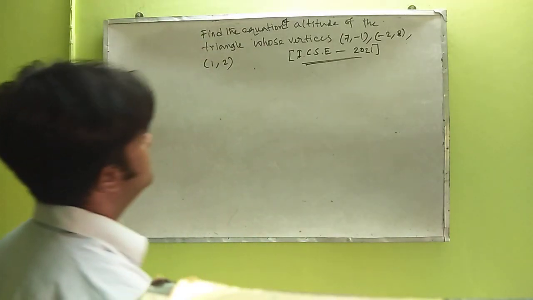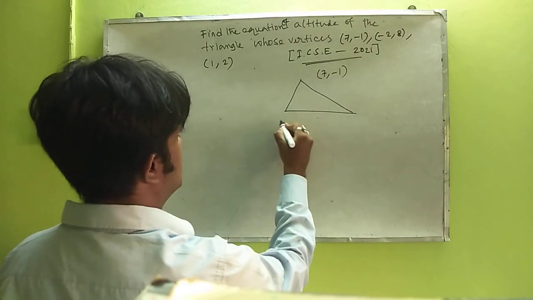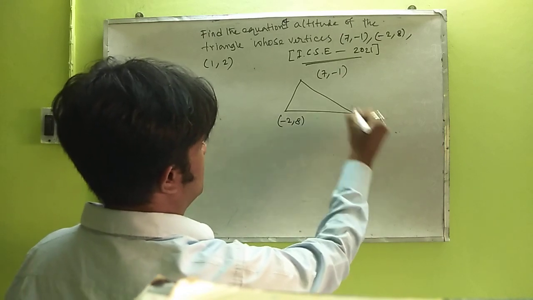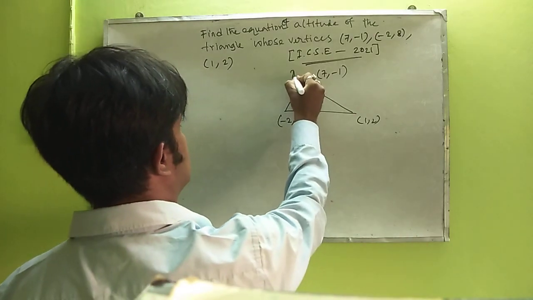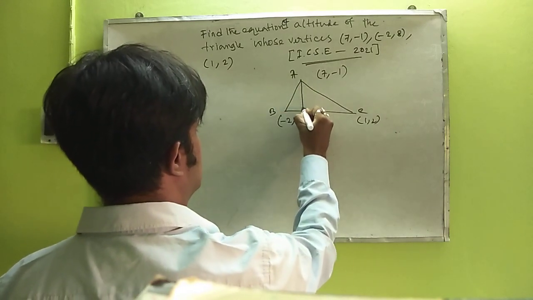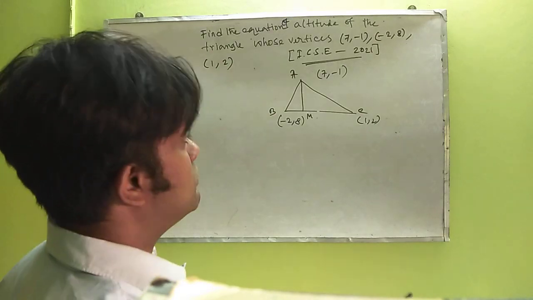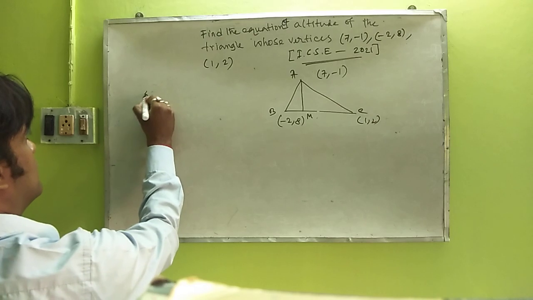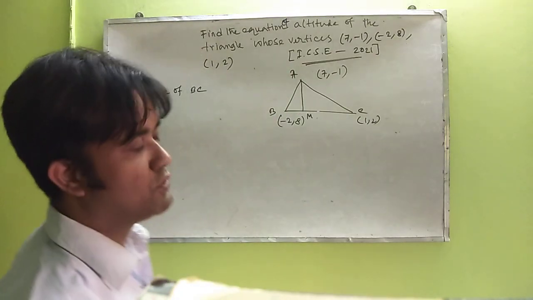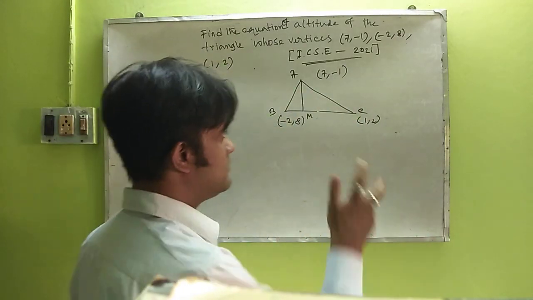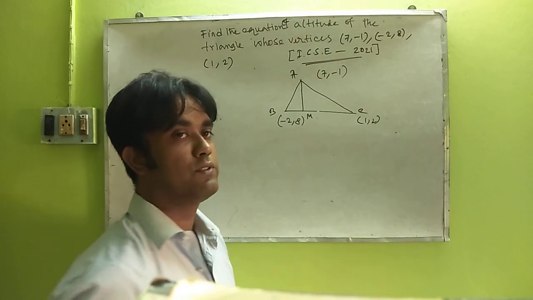First we draw the triangle. This is 7, minus 1, minus 2, 8, 1, 2. You have to find the equation of altitude. First, we draw this perpendicular line, and this first altitude is AM. Now slope of BC. To find the equation of AM which is perpendicular to BC, we first calculate the slope of BC. With the help of the slope of BC, we calculate the equation of AM.